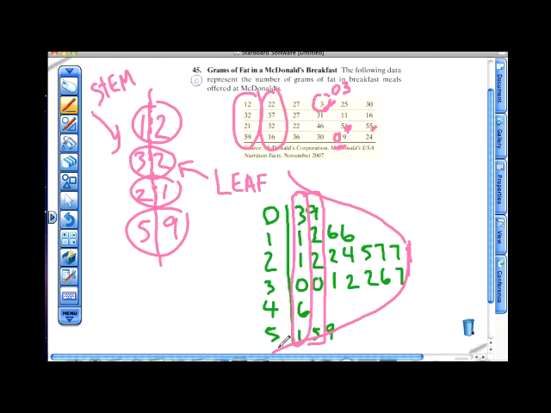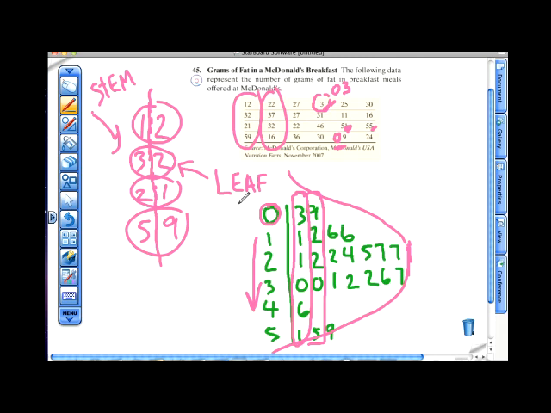Note that if you turn it sideways, tilting your head to your right shoulder, the 0 is on the left as it would be on a horizontal number line with the numbers increasing. Okay, so that is a stem and leaf graph. Yay!